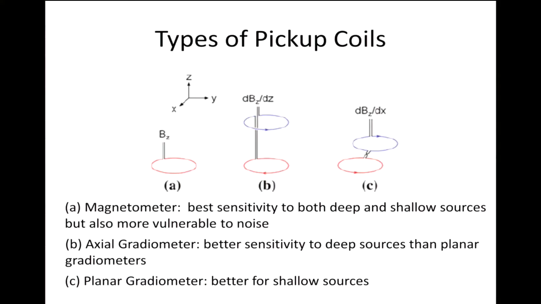So you can have both some pickup coils which are very sensitive in picking up neural activities, although they might be slightly noisy, and others which are less noisy, but they are picking up either more activity from the deeper or more activity from the surface regions of the brain.